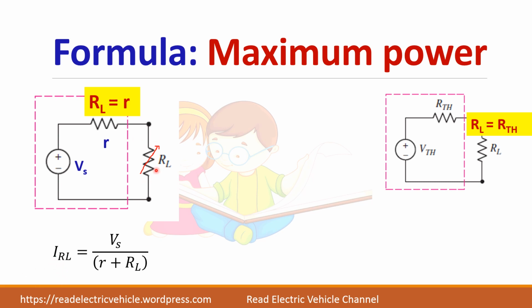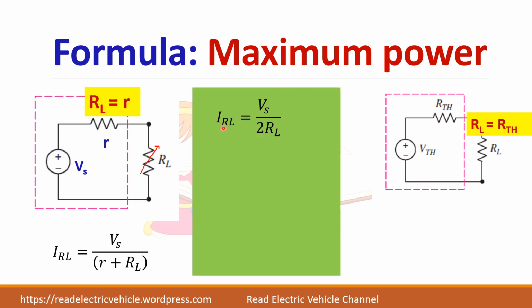IRL, current through the load, is equal to Vs divided by R plus RL. And what we have derived for maximum power transfer, RL should be equal to R. So substitute RL instead of R, I am substituting RL. So it becomes 2RL. Power is equal to I square into RL. So you square this one. What you will get? Vs square divided by 4RL. So the formula for maximum power is Vs square divided by 4RL.